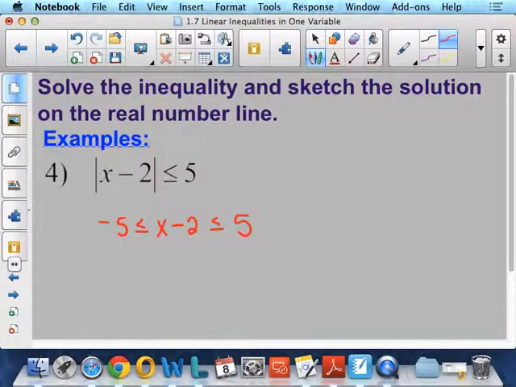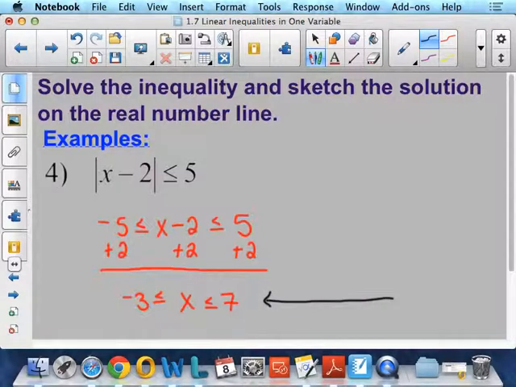Okay, now we're back to the original where we're just solving for x. So I'm going to add 2 to everything. So I get negative 3 is less than or equal to x is less than or equal to 7. Okay, so now I have to graph. The part with the negative 3, since it's less than or equal to, I'm going to have a closed circle. Same thing with the 7. It's going to be a closed circle. And x is in between the two numbers, so I'm going to shade in the middle.